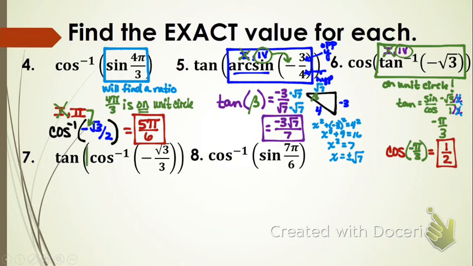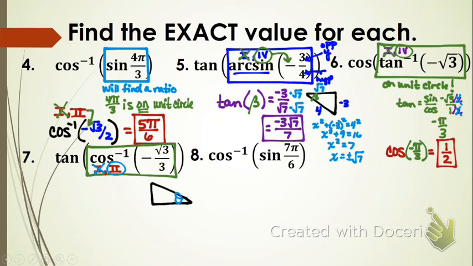Look inside here. Is this on my unit circle? Do I know where cosine has a value of negative radical 3 over 3? Then that means reference triangle. Cosine is quads 1 or 2. Which quad is this in? 2, because it's a negative. So I'm going to draw my reference triangle.